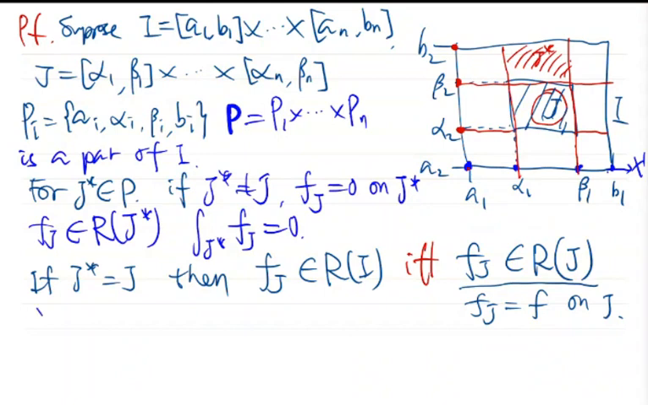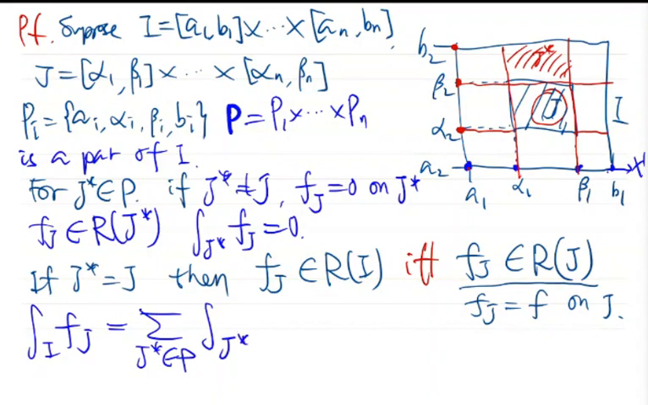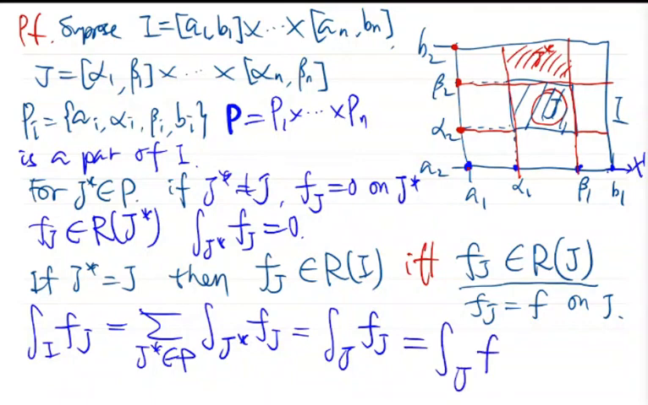Moreover, the integral of fJ over I is the sum over J* belonging to the partition of the integrals of fJ over J*. But all the integrals of fJ over J* are 0 except when J* is J. So this gives the integral of fJ over J. But over the rectangle J, fJ is precisely f. Therefore, this equals the integral of f over J. So this completes the proof of our lemma.